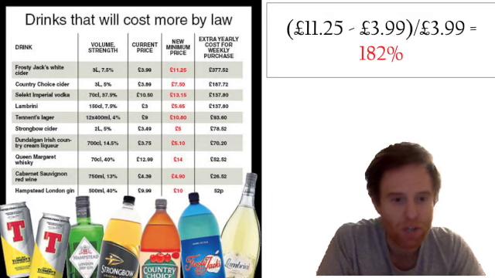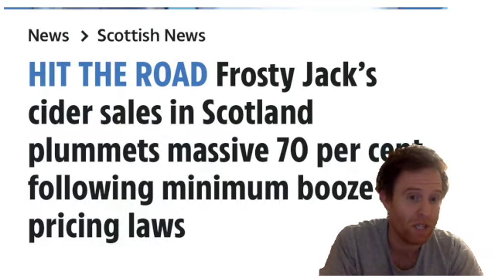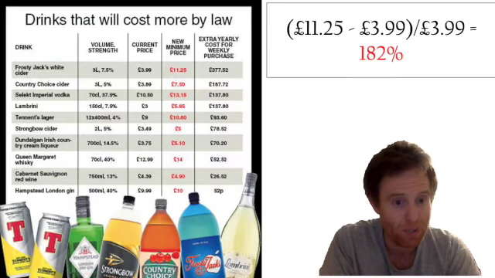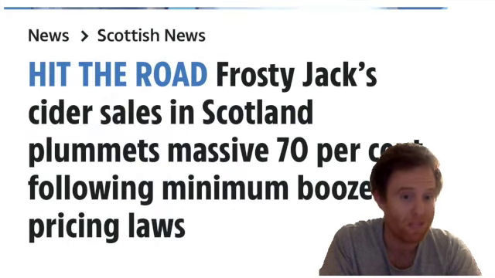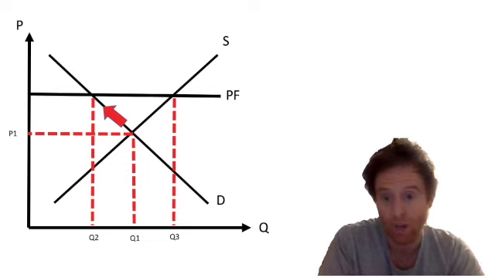Now, doing a little bit of research and having a look at the change in the quantity demanded, a newspaper article suggested that sales had been hit by 70%. So the price has gone up by 182% and the sales have fallen by 70%. So when we're having a look at this diagram, yes, we've said that demand has contracted, but what we need to look at is actually how responsive the contraction in the quantity demanded was.